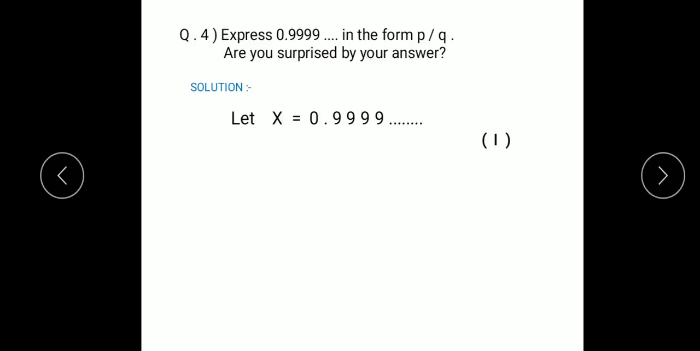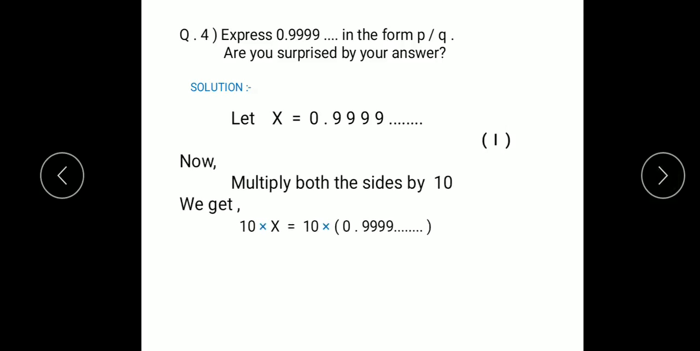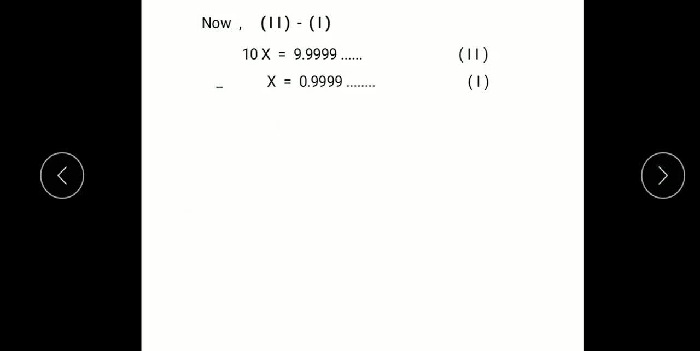As only one digit is recurring, we will multiply by 10 on either side. We have 10 times x equal to 10 times 0.9999. Therefore, we have 10x equal to 9.999. Let us label this statement as 2. So, we have two statements here, 1 and 2. Once again, we will subtract 1 from 2. Let us see what do we obtain when we do so. When we perform the subtraction, we get 9x equal to 9.000.